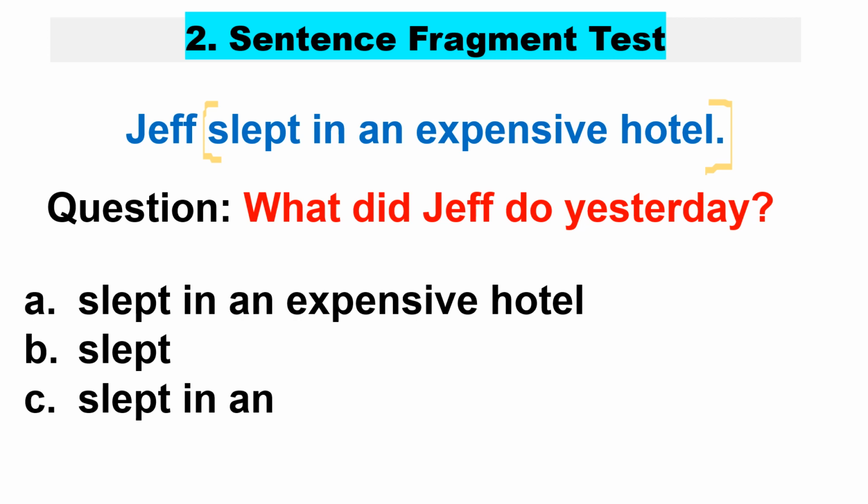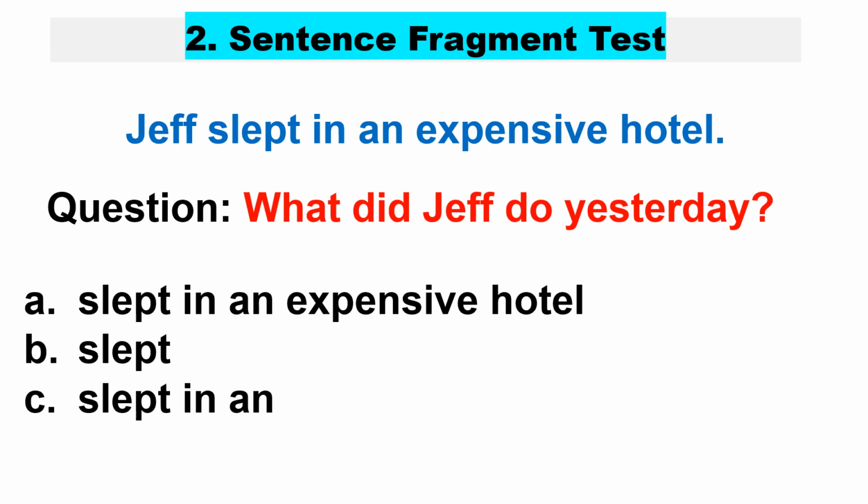Okay, what did Jeff do yesterday? Slept. Yes, that response is okay. Slept is okay, so we can say slept on its own is a constituent. What did Jeff do yesterday? Slept in an. I think that is not a good response and not okay. That's ungrammatical to just say slept in an. Therefore, slept in an is not going to be a constituent on its own.